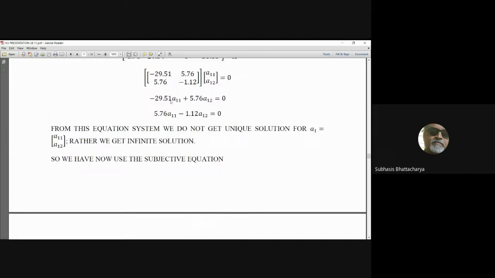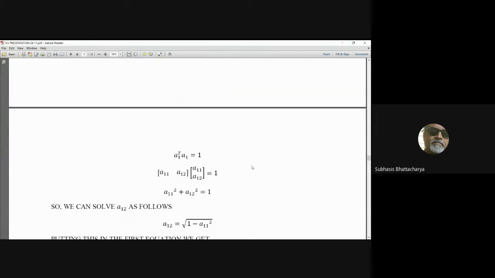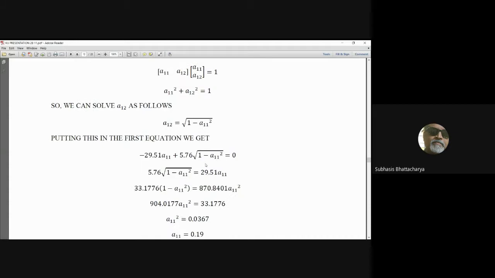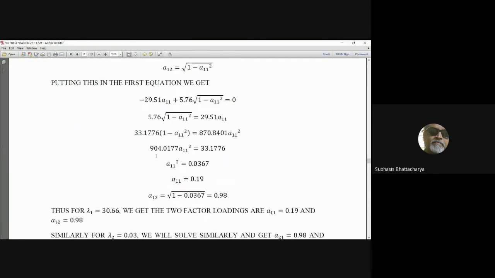Now put this A12 in the first equation, which was derived. Then the first equation becomes this. Then solve for the value of A1. Just transfer this 29.51 A11 to the left hand side, make it square, and find the value of A11. We find that the value of A11 is 0.19. And A12 is the square root of 1 minus this, that is 0.98.